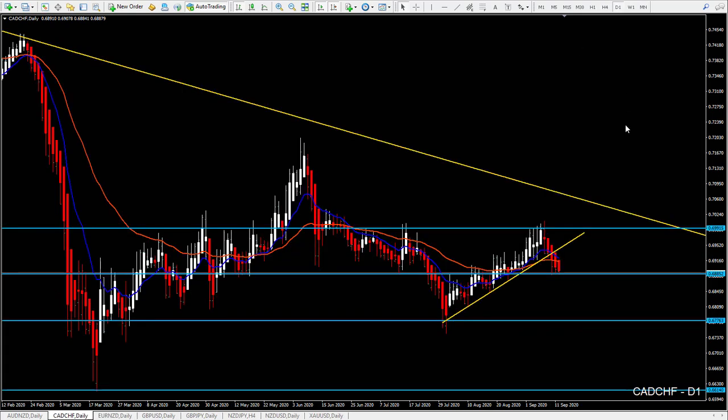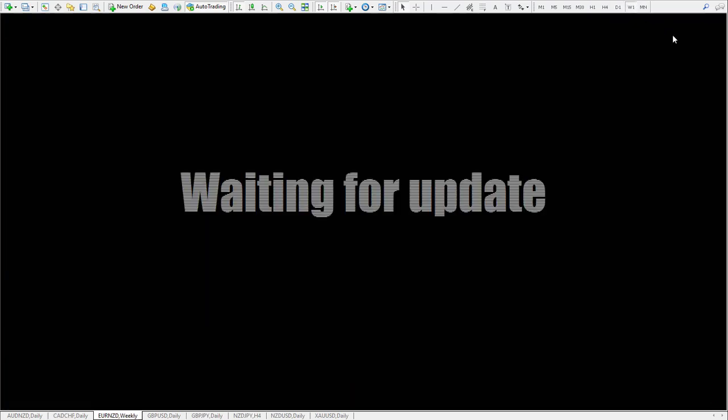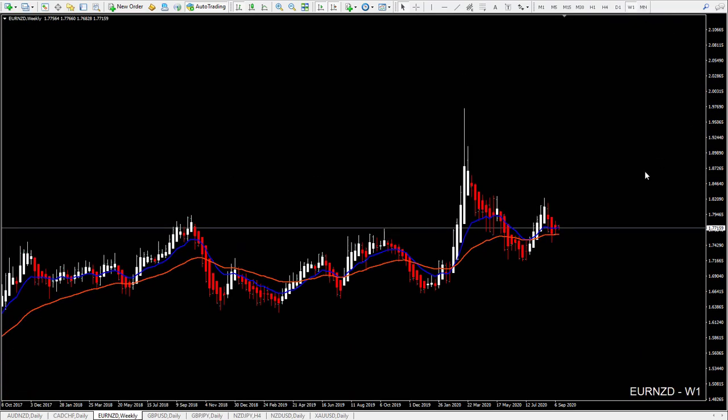Yeah? So this is an option for CADCHF. Again, our target is quite low. It's like 100 pips. So this is still okay. Euro New Zealand. This is the situation where most of the traders have problems because we will find different scenarios on the different time frames.